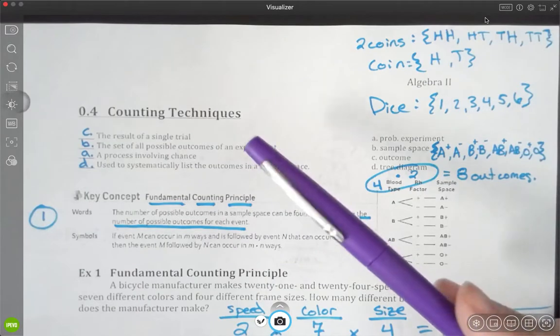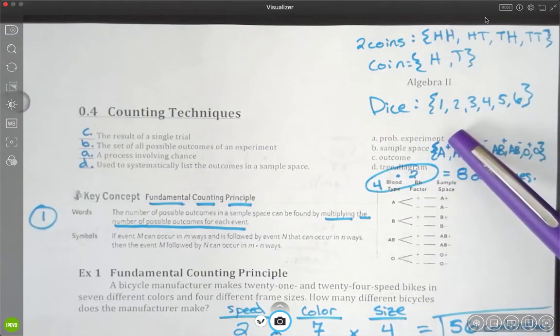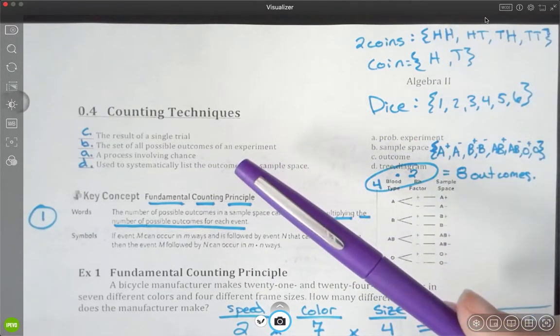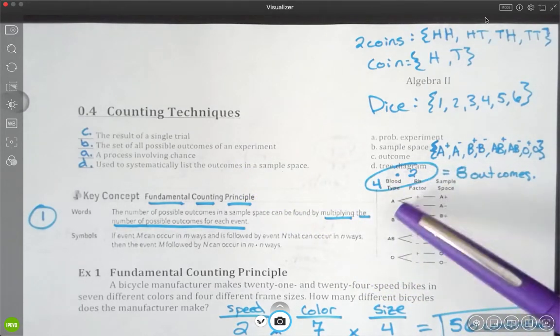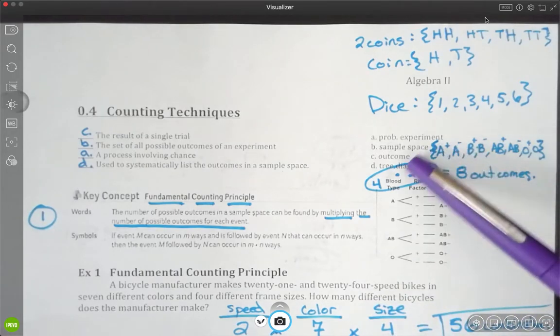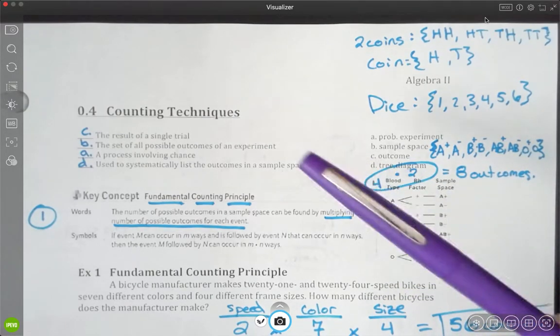A process involving chance is the third one, and that is a probability experiment. And then D is used to systematically list the outcomes in a sample space. Sometimes you'll use what's called a tree diagram, which is kind of what this looks like. This is like a sideways tree diagram, okay? So that's part D, all right?